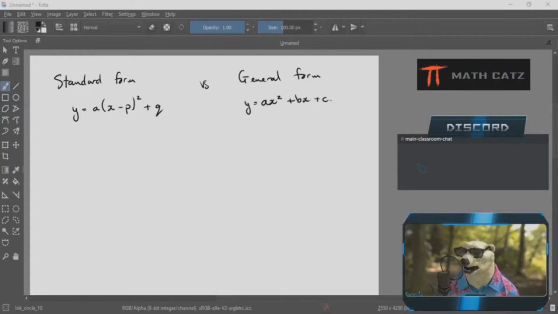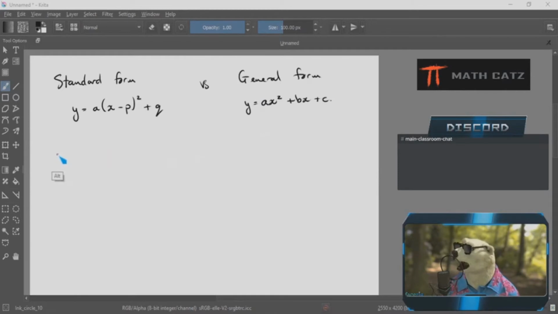I can see the vertex right there, P and Q. I can see what happens by way of A. Everything is nice and clear. Whereas the general form is what I mostly have from a question, to be honest. And it's not as clear what the graph looks like, what the transformations are and things like that. I see the A is still there. That's nice. But apart from that, it's a little bit more hidden.